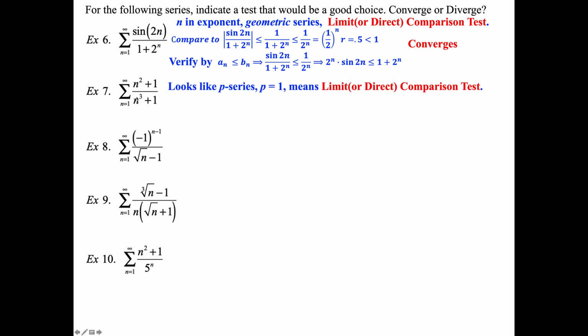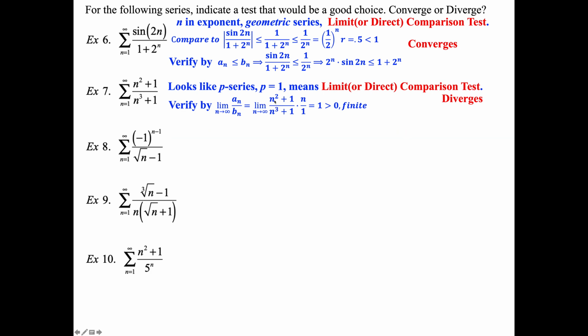Here, again, another p series, n to powers, n to powers. So another comparison test. What are we going to compare it to? How about n squared over n cubed, or 1 over n? So p is 1. That means it diverges. So again, limit test or direct comparison test. I don't like to jump to the direct comparison test because you have to put in all those n plus 1s and do a lot of foiling, so I'd rather do limits.